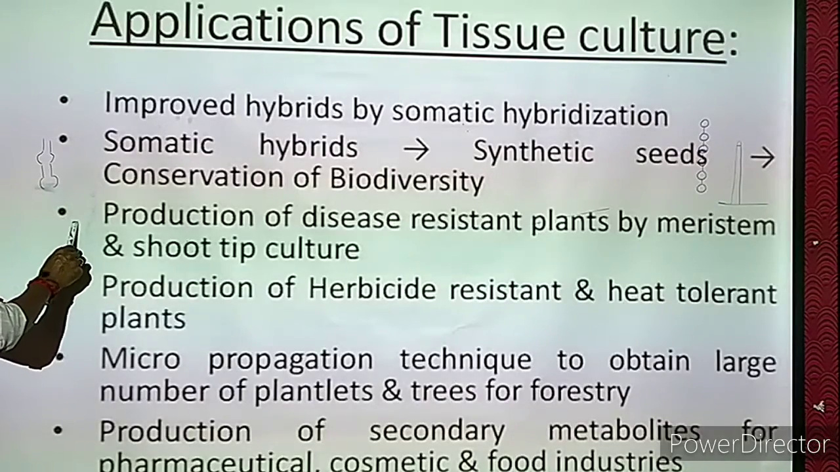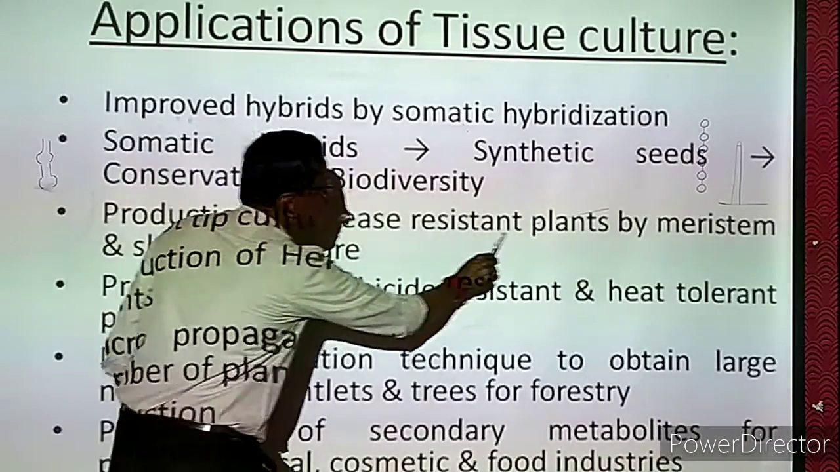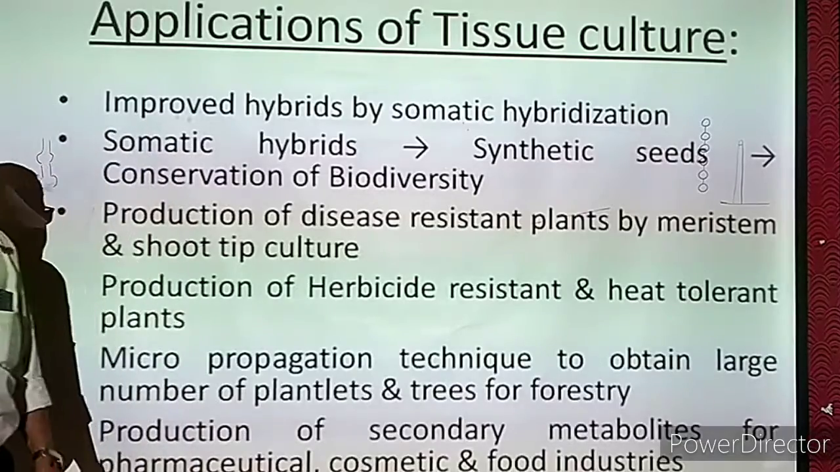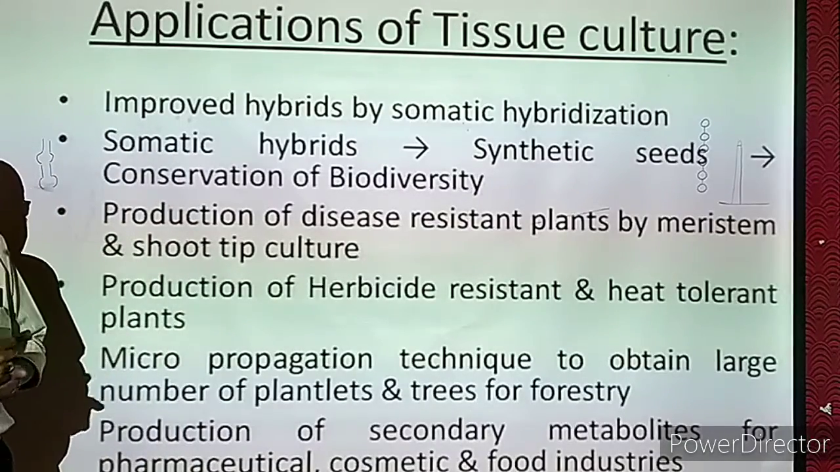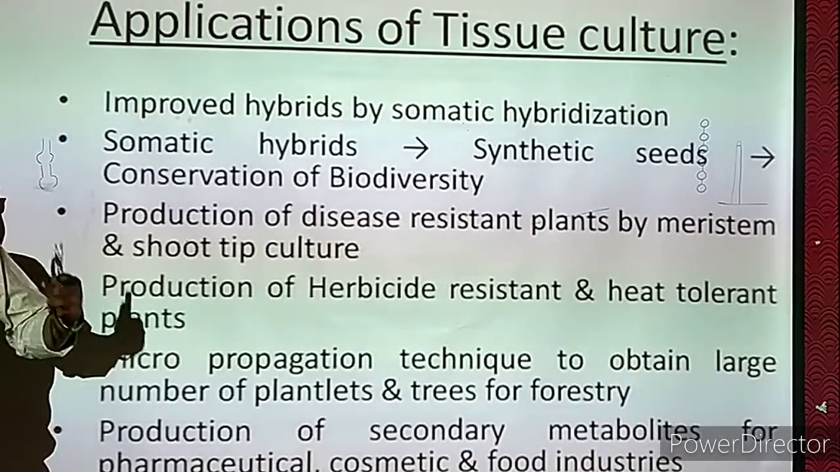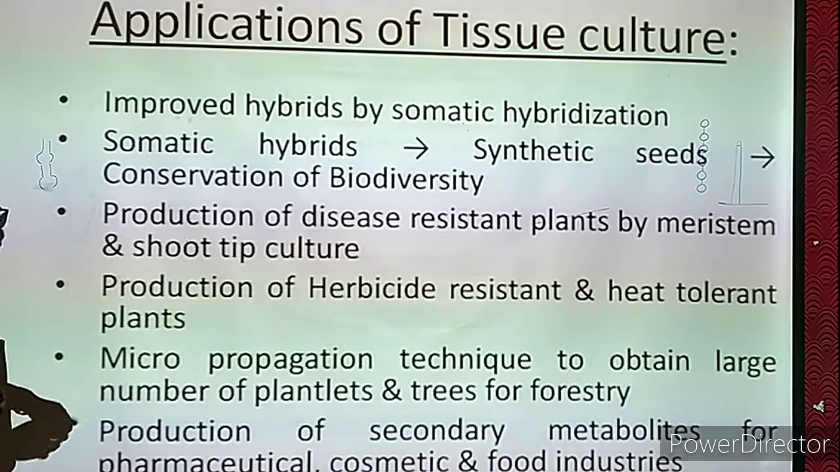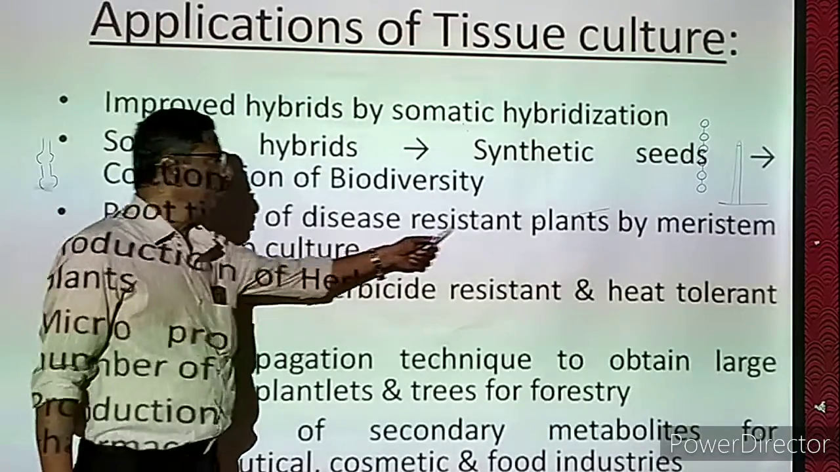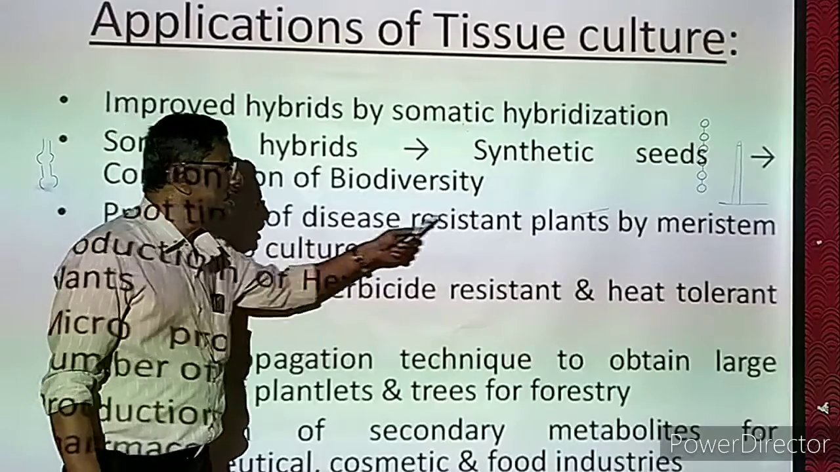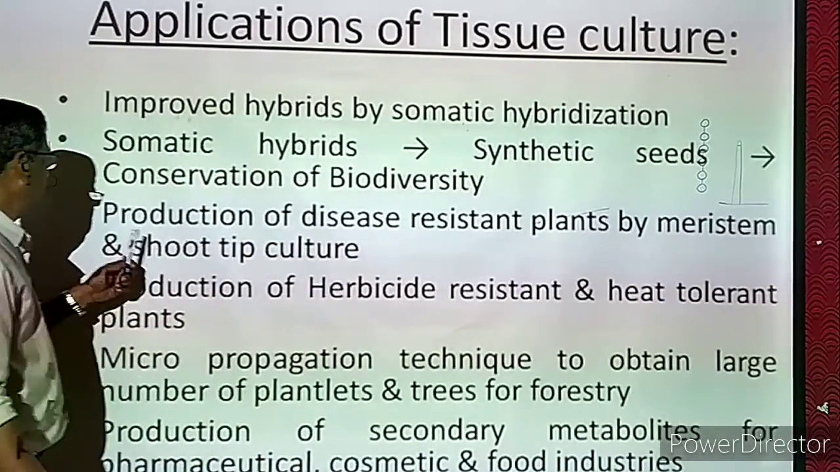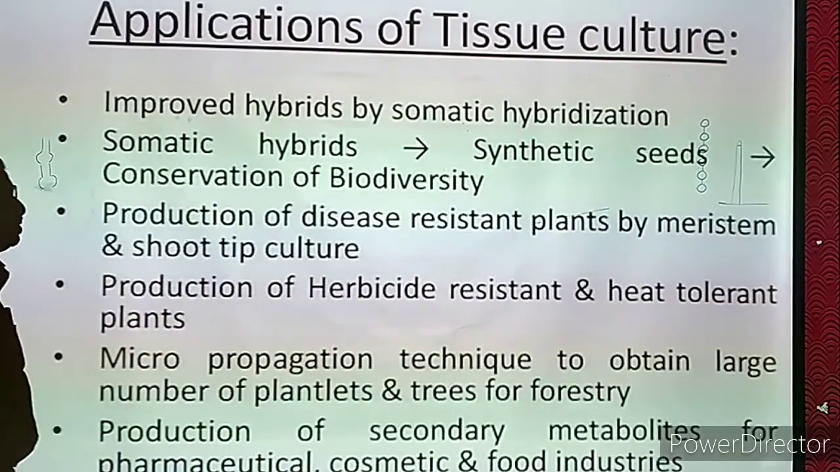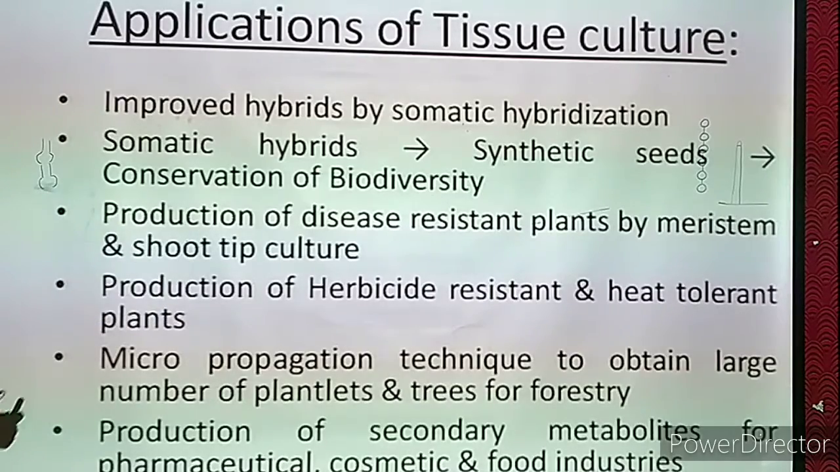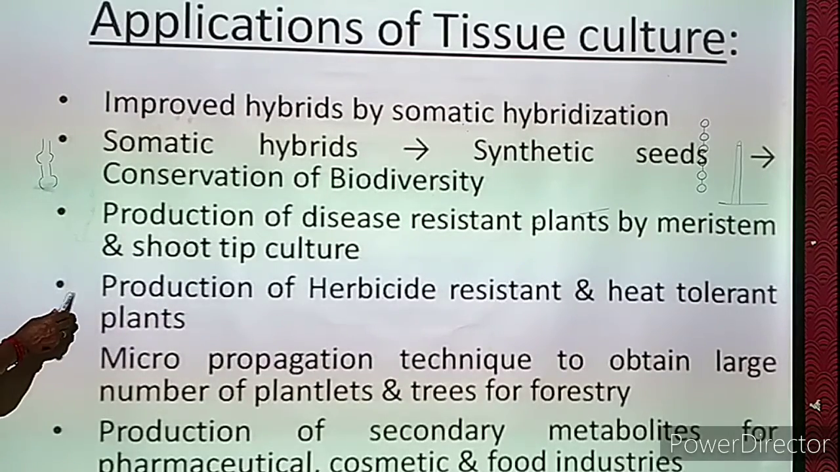The next application is production of disease resistant plants. I already told you, by applying the technique, the plants which are produced are healthy and stronger. When the plants are healthy and stronger, they cannot be easily affected by disease. So they are called disease resistant plants. By meristematic culture and shoot tip culture, disease free plants can be produced.